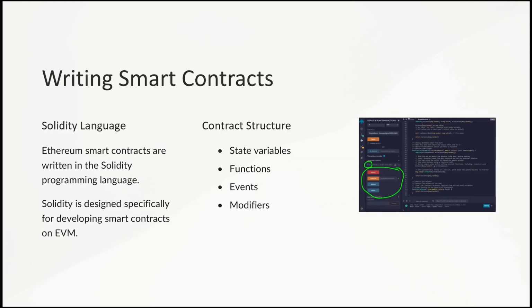EVM smart contracts are written in the Solidity programming language. Other programming languages are also used to write smart contracts for other blockchain networks. Contract structure includes state variables, functions, events, and modifiers.